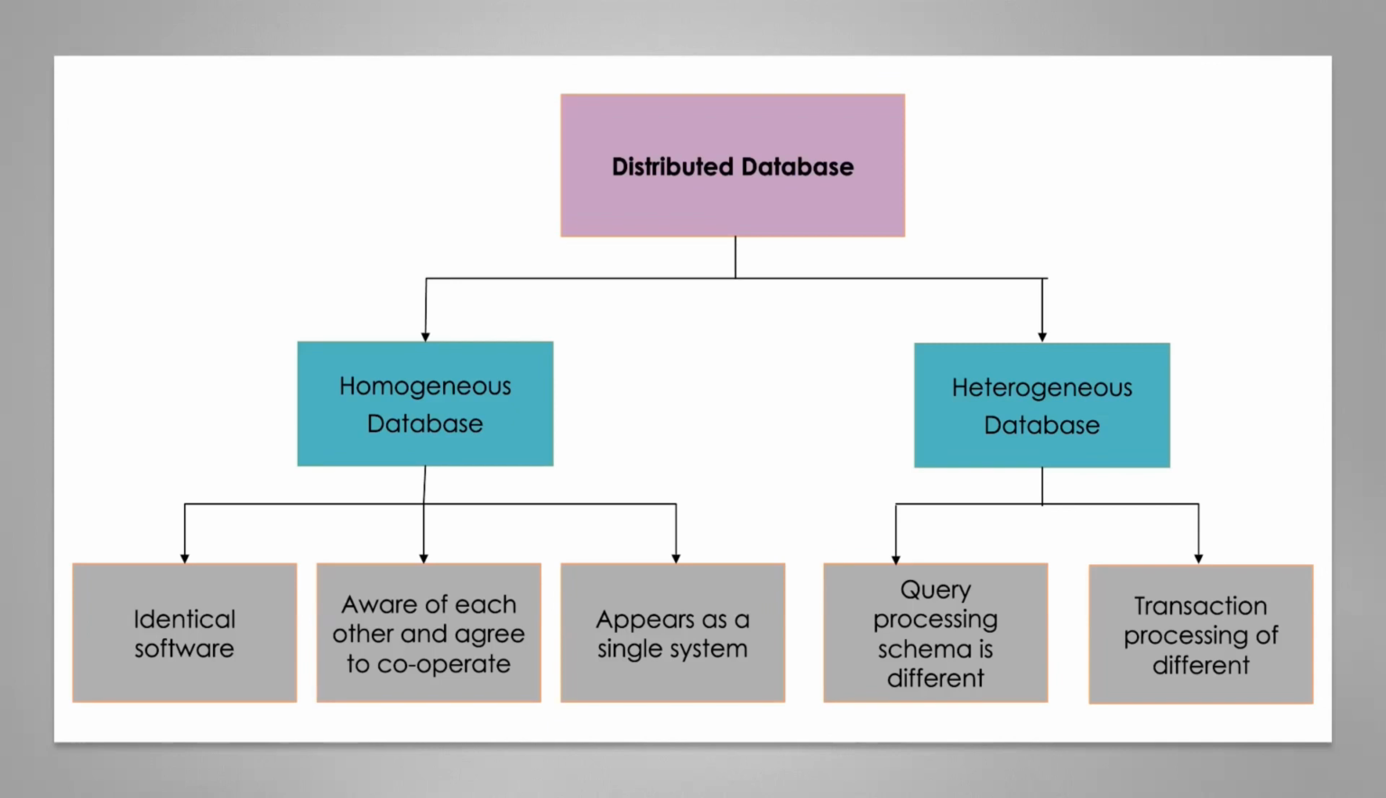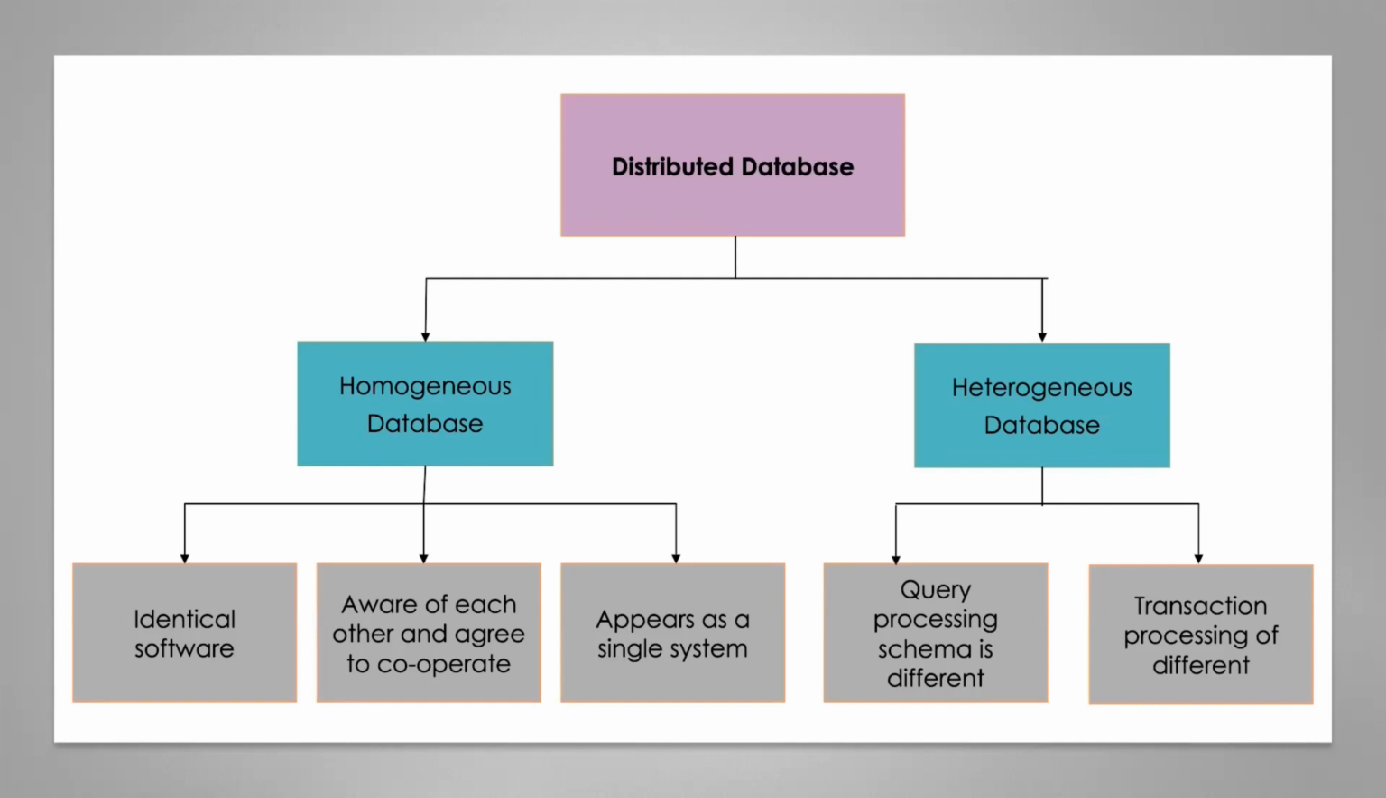In this homogeneous database, all sites have identical database software, and each site is aware of each other, and they cooperate with other sites, exchanging information. Transaction processing is possible across multiple sites and it appears as a single system. You can say that when the user processes a query, it appears as a single system.